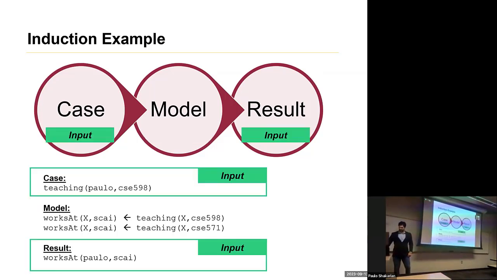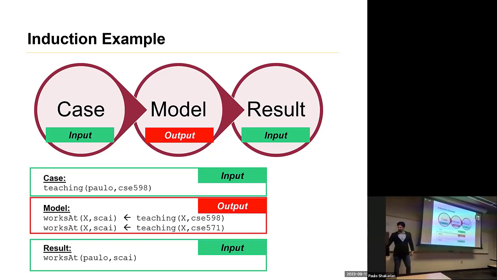So what about induction? Well, here's what we get. We got the case and we got the result set, and we want to induce the model. So there's our output. Now you see this particular example is kind of interesting because that second rule we can't induce because I didn't give you enough training data to come up with it.